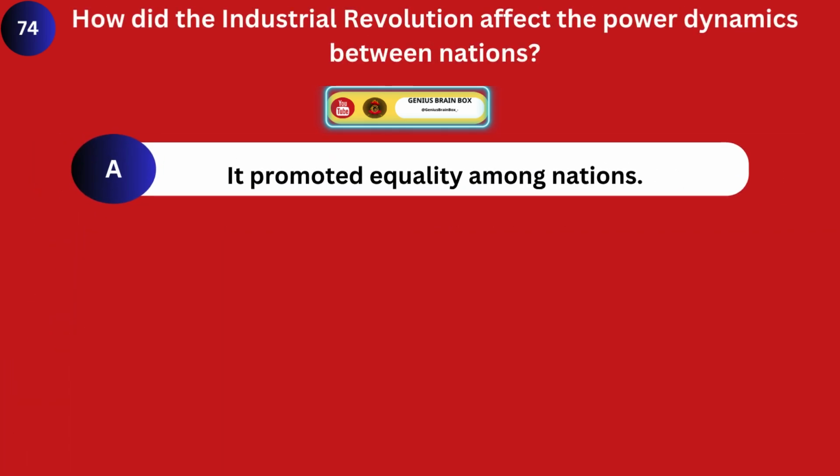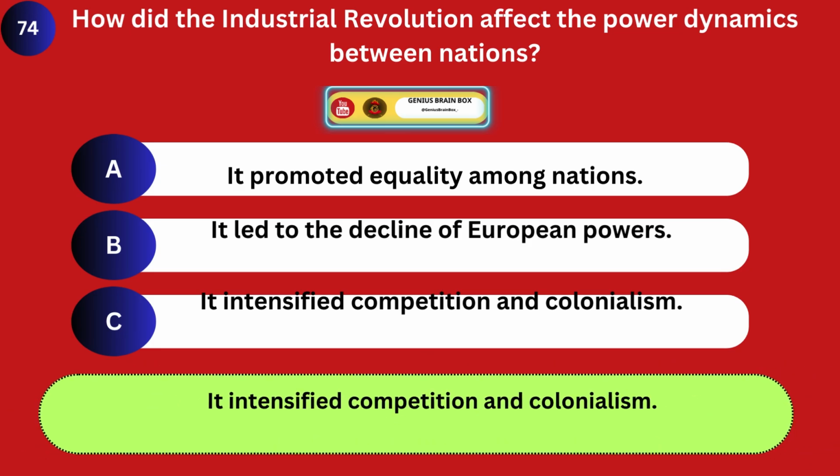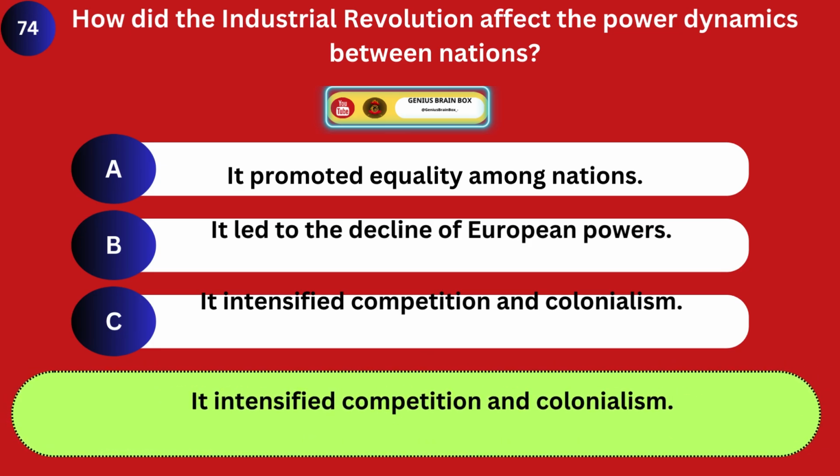How did the Industrial Revolution affect the power dynamics between nations? Option A: it promoted equality among nations. Option B: it led to the decline of European powers. Option C: it intensified competition and colonialism. Correct answer is it intensified competition and colonialism.